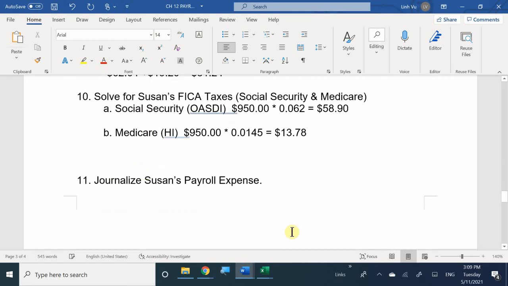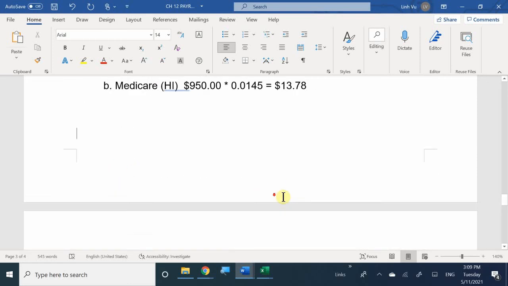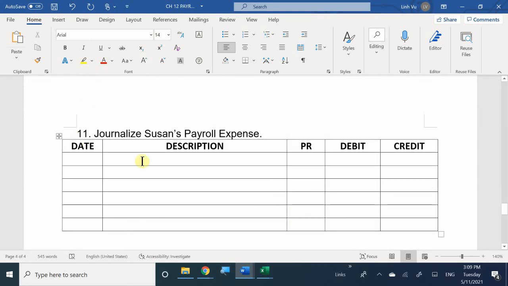So now, let's journalize. Okay. So how should my journal look like? Salary and wages expense. Tax withholding, Social Security, Medicare, and checking.